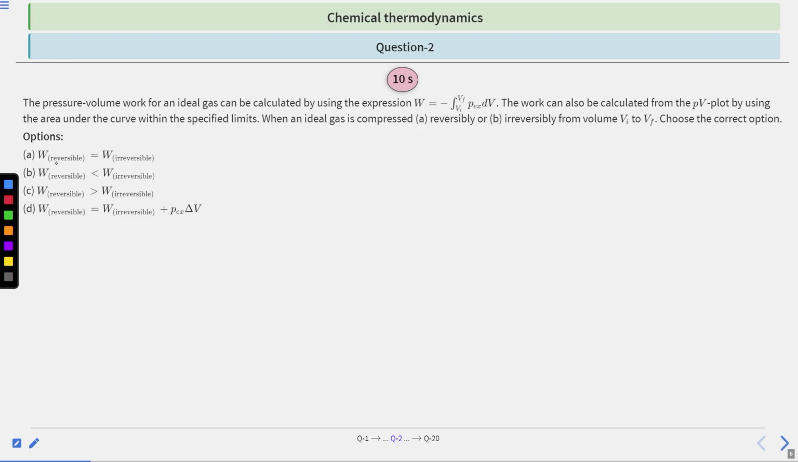Options are: work done reversible equals work done irreversible. Work done reversible is less than work done irreversible. Work done reversible is greater than work done irreversible. Or work done reversible is equal to work done irreversible plus external pressure into delta V. So you have 10 seconds to solve this question. After that, we will see the answer.